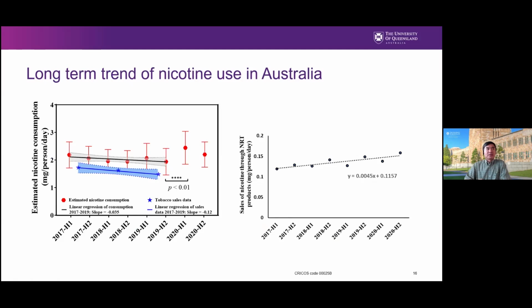Because the price of tobacco in Australia is very, very high, we can see a decline in nicotine consumption. In this figure, we use nicotine and its metabolite as a biomarker. So we see a decline from 2017 to 2019, and then a little bit of a pickup during the early period of COVID, and an increase in sales of nicotine replacement therapy. So more and more people want to quit smoking because of the higher price of tobacco.